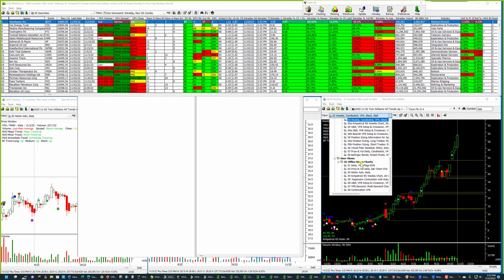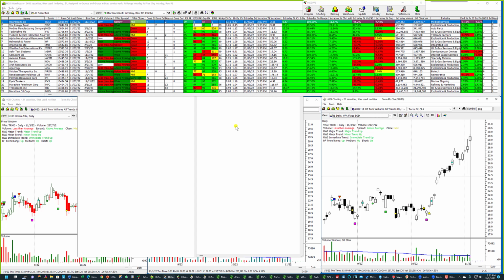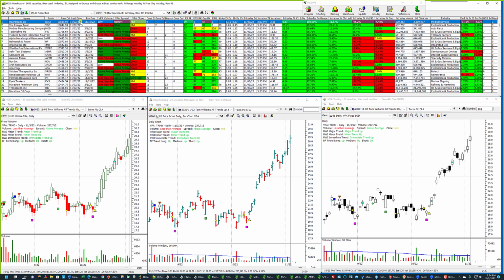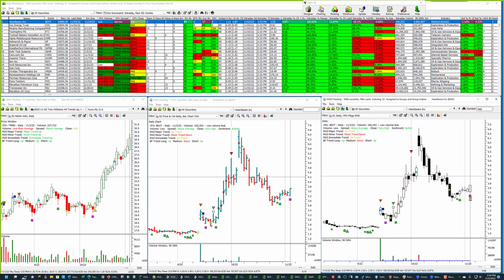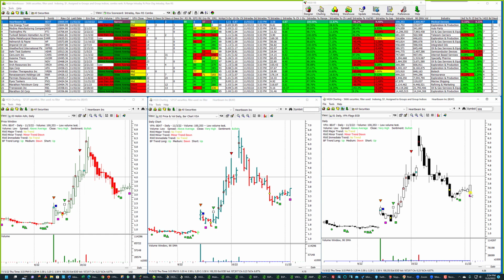So let me go back here, put this chart on. Let's get rid of this designer. And let's just look at a few of these stocks. Now, why is this a high relative strength stock?